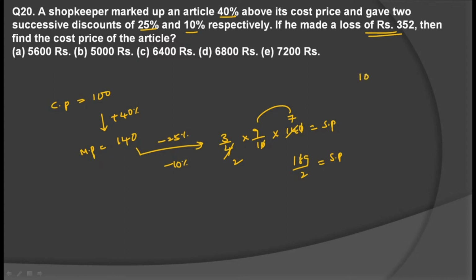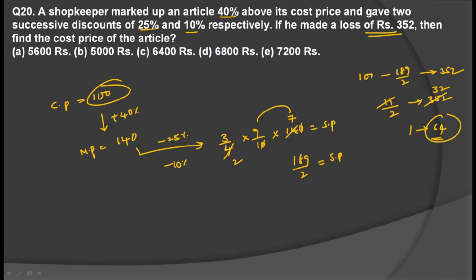Loss means cost price minus selling price is exactly equal to 350. See here, 200 minus 189 is exactly equal to 11 by 2, which is exactly equal to 350. Now here 11 ones are 11, 11 threes are 33, 11 twos are 22. Now each unit is exactly equal to 64. Now find the cost price of the article. Cost price of the article is equal to 100. Each unit is equal to 64. Now the value becomes 6,400.